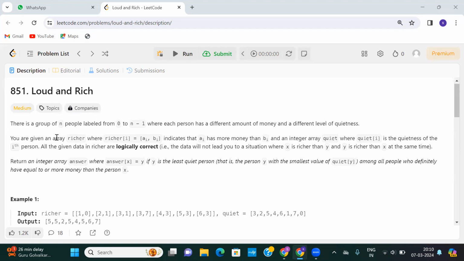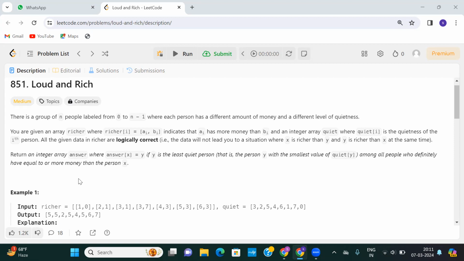There is a group of n people labeled from 0 to n minus 1 where each person has a different amount of money and a different level of quietness. We are given n people and the indexing is zero based, so the people are named from 0 to n minus 1. Each person has a different amount of money as well as a different level of quietness. So we are provided with two arrays. One array tells about the money and the second array tells about the quietness.